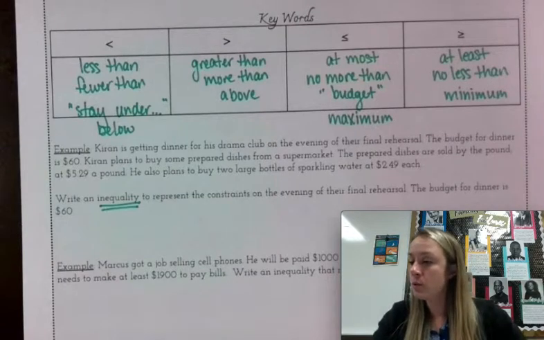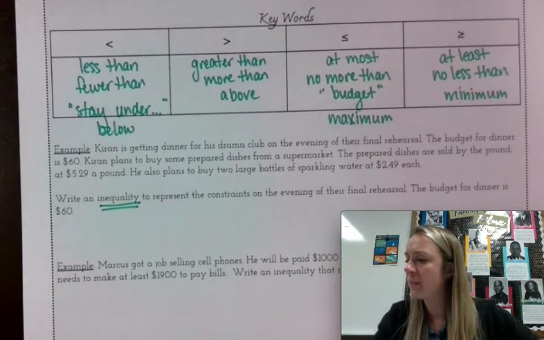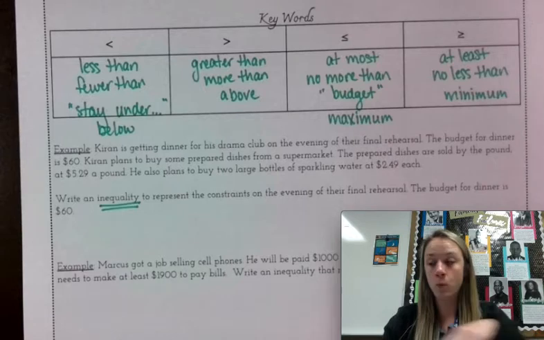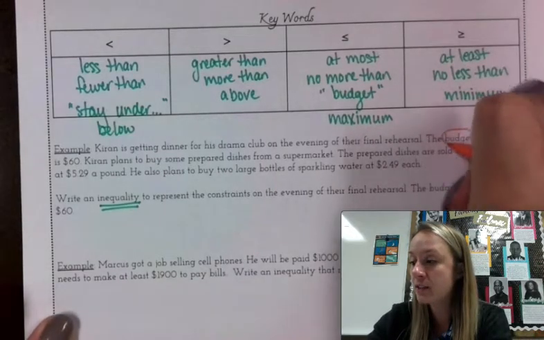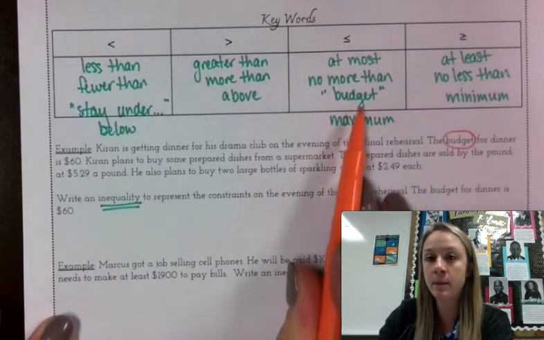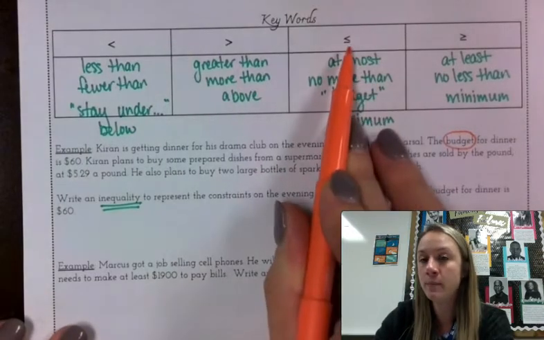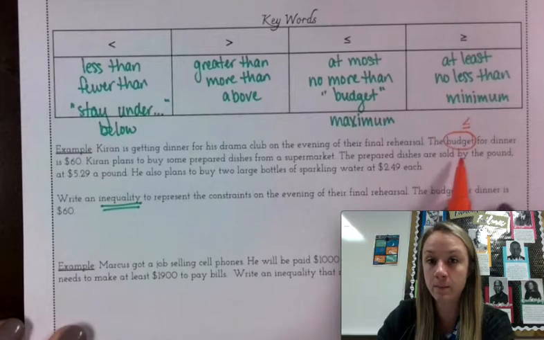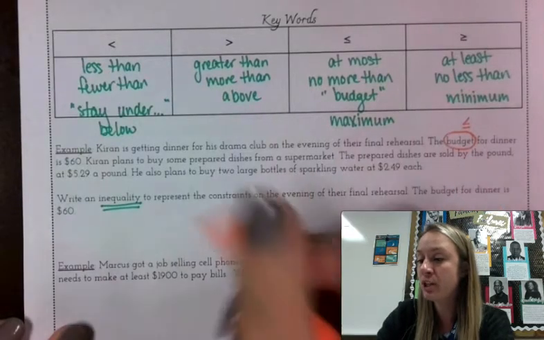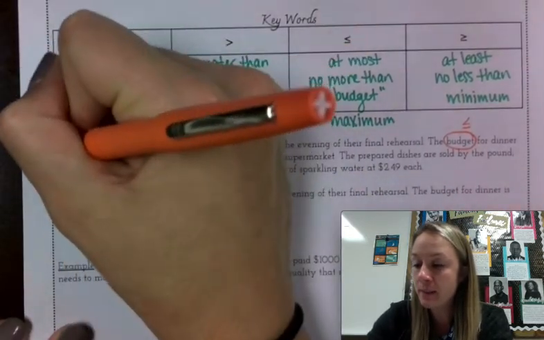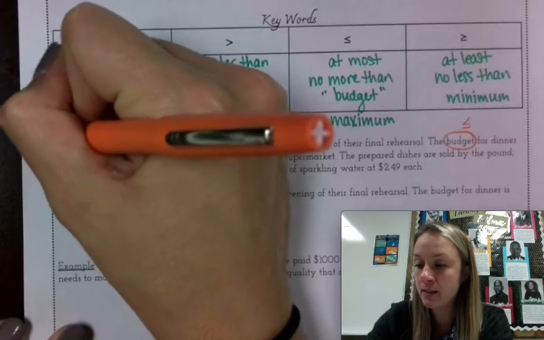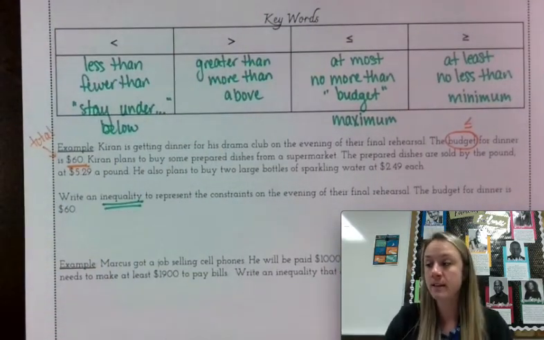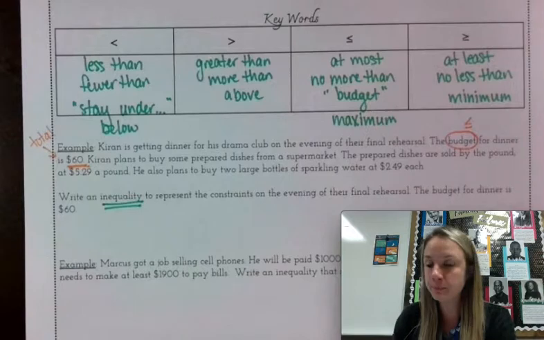So now I want to kind of underline some things. The first thing that stood out to me was I have a budget, and that stood out because that was in our table above. And so I know I'm going to use my less than or equal to sign because that's what budget means. So my budget is $60. So that means my $60 here is my total. And so that's going to go at the end of my inequality.